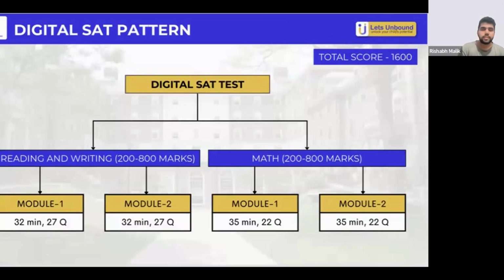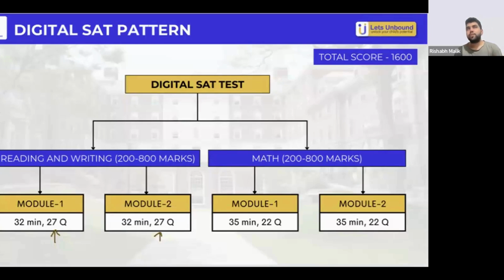The SAT is basically divided into two parts. We have the reading and writing section that covers the English portion, and the maths portion. In each module, we are going to have 27 questions for English. Coming to the maths portion, we again have 2 modules, 35 minutes each, with 22 questions.